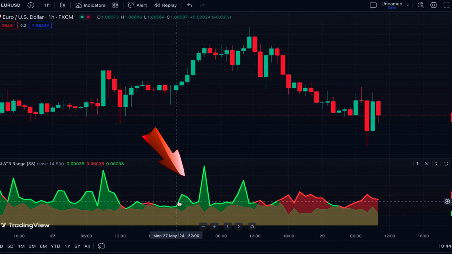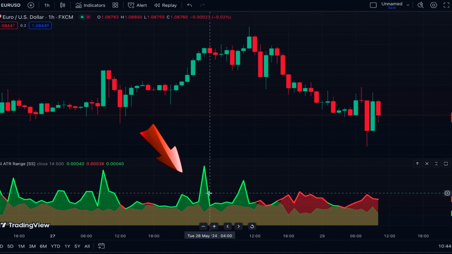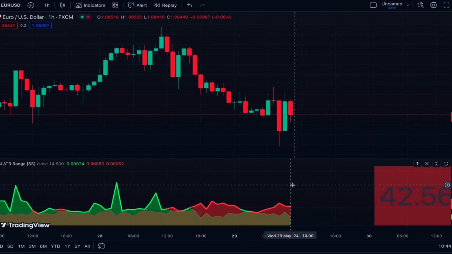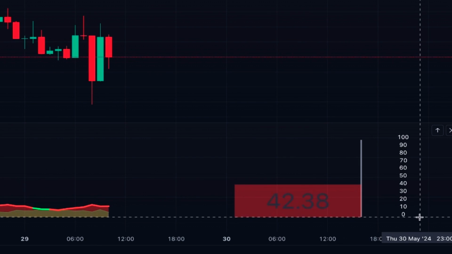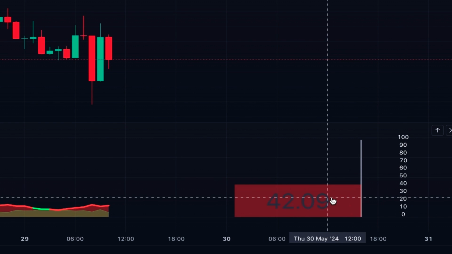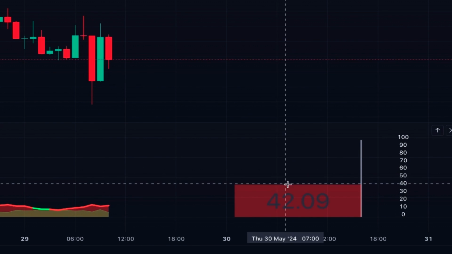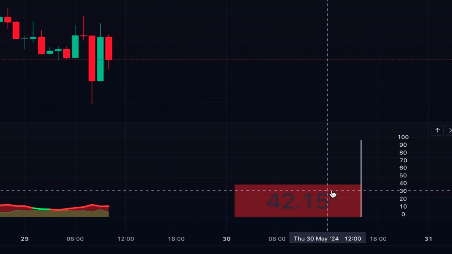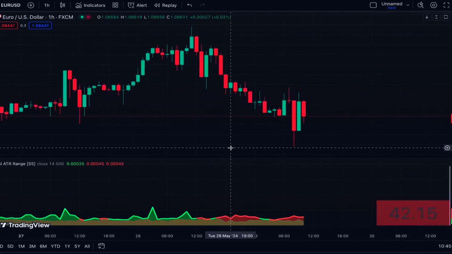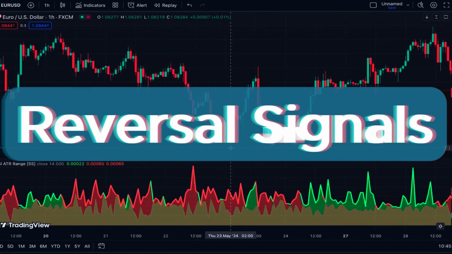So when the indicator is green, we know that we have a bullish RSI range, and when it is red, we have a bearish RSI range. Besides this, we also have an RSI bar chart here, scaled from 0 to 100, and it also shows the status of the RSI range for the current price condition. When it is red, it shows bearish ranges, and when it is green, it shows bullish ranges. But the more interesting signal that we have with this indicator is reversal signals.